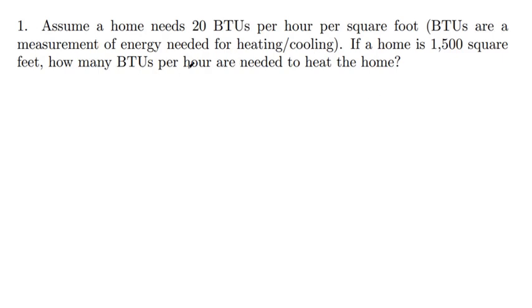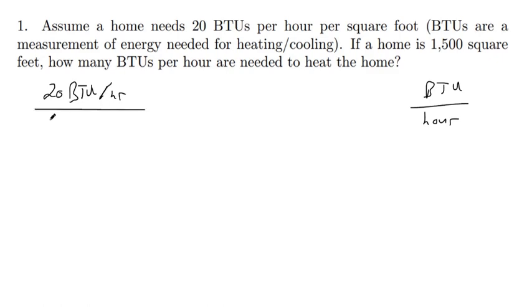So we don't necessarily need to know all the details if we're not particularly interested in this question, but at the end they say how many BTUs per hour are needed. That's the big thing we want to look for. The units, BTU per hour. And if we look at what we're given, they give us 20 BTUs per hour per square foot. So you could write it like this, 20 BTUs per hour, and then make a big fraction with square foot underneath, so foot squared.